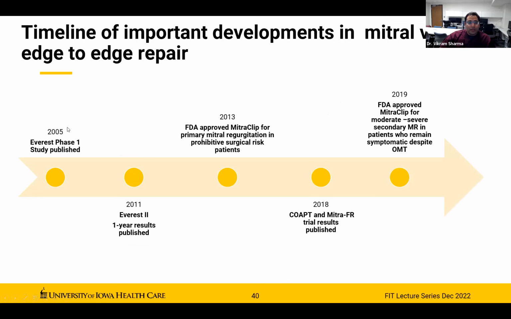So just a timeline of some of the important developments in this field that we've gone over. The EVEREST phase 1 study really came out in 2005, and it was a while before the EVEREST 2 results were published. In 2013, FDA approved MitraClip for mitral regurgitation, which is primary in patients who had a prohibitive surgical risk. And then subsequently in 2018 is when the COAPT and MITRA FR trials were published. And in 2019, the MitraClip was approved for patients with moderate to severe secondary MR who remain symptomatic despite optimal medical therapy.